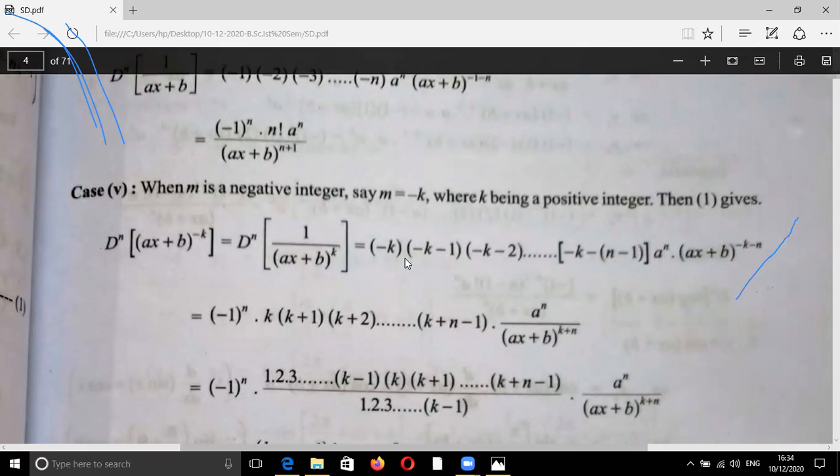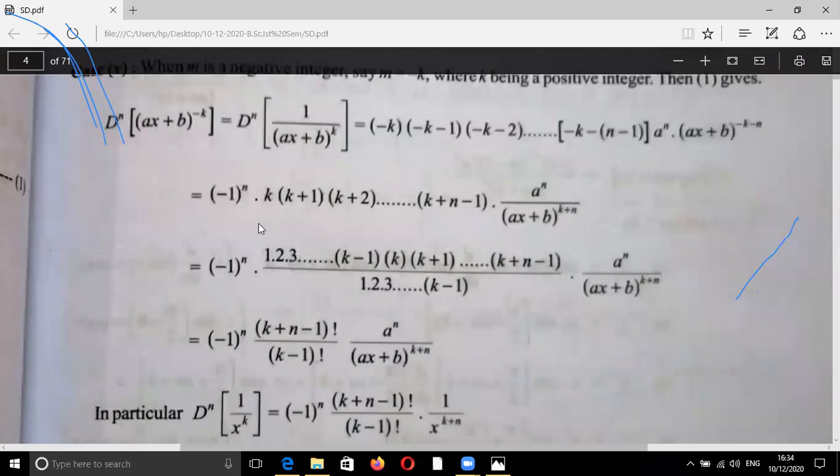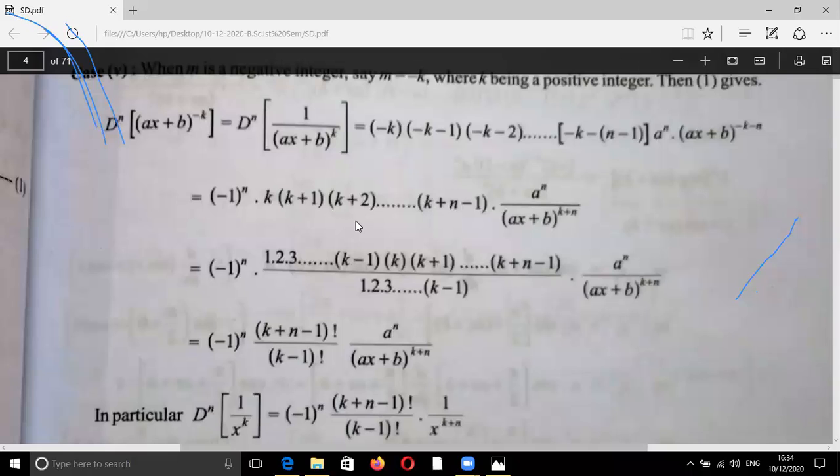Now what is the remaining? If you remove minus from each bracket, you will get k into k plus 1, k plus 2, so on to k plus n minus 1. Now what is the remaining? a to the power n divided by (ax+b) to the power k plus n. Now here you have to make some rearrangement. After this you add 1, 2, 3, so on to k minus 1, and in the denominator also you add the same, because you have to get that generalized one.